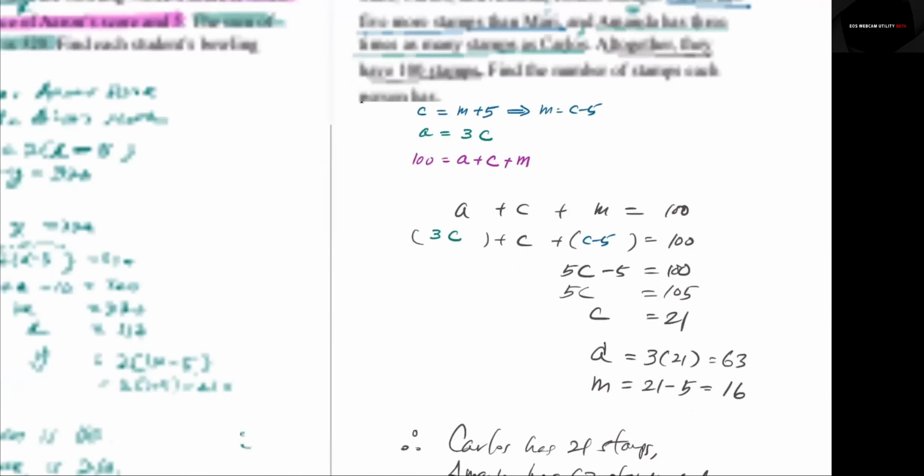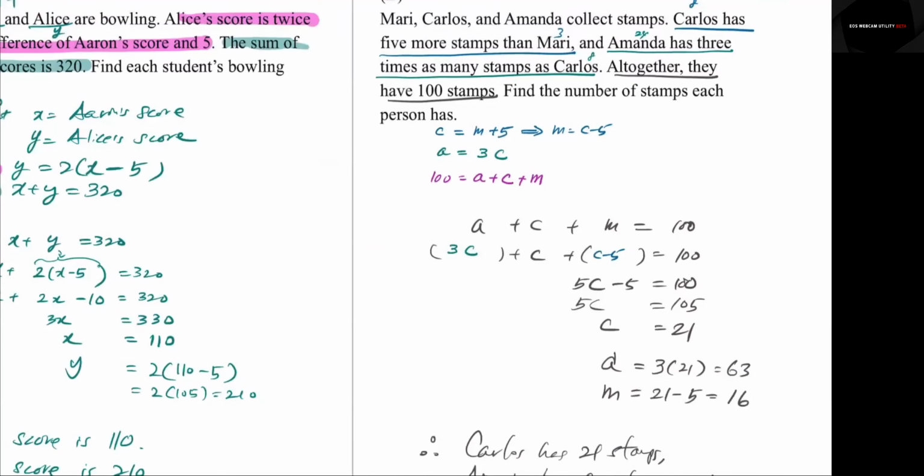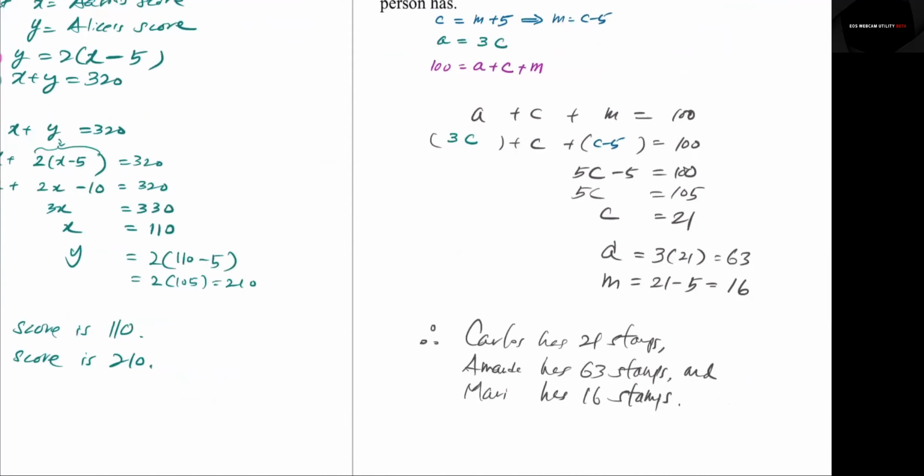And who was this? A was Amanda. Amanda is 3 times what Carlos has. Plug in the value, you get 63. And Mari is what? C minus 5. Or you could plug into this one, by the way, right? And you end up with 21 minus 5 is equal to 16. Therefore, Carlos has 21 stamps, Amanda has 63 stamps, and Mari has 16 stamps.